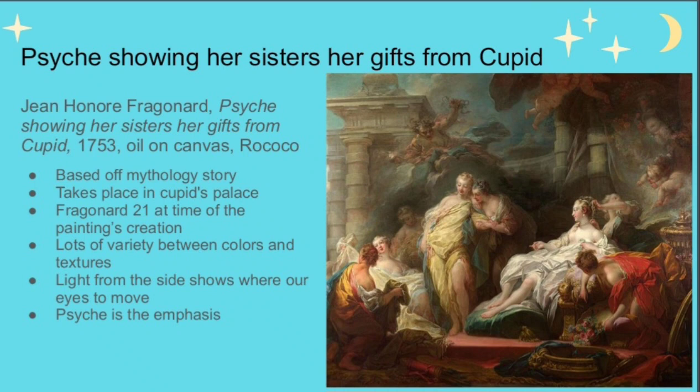Zeus saw this though, and saw how loving and devoted she was to Eros, so he made her immortal, and then they lived happily ever after together. That is the story behind this painting.